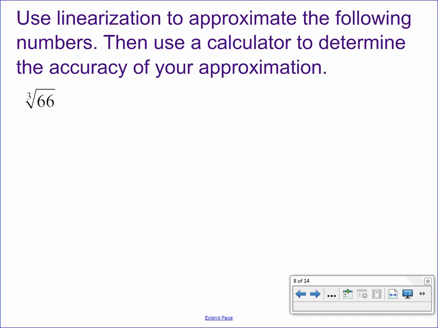Firstly, what function would be appropriate to approximate the cube root of 66 using lines? Well, how about the cube root function? F of x is given by the cube root of x, and we also need a place. What makes sense to center my approximation around something that I can evaluate easily? Are there any perfect cubes around? 64. We'll use 64 again, but this time for a very different reason. We're not selecting 64 because it's 8 squared. We're selecting 64 because it's 4 cubed.